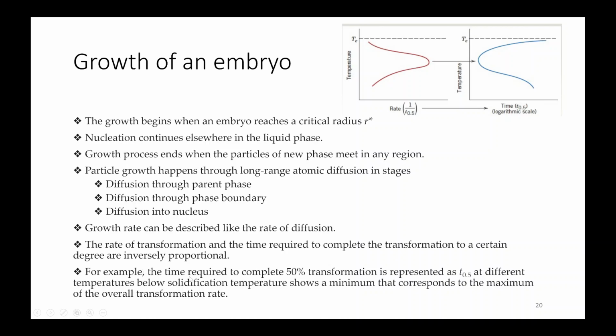And for example, the time required to complete 50% of transformation is represented as T.5 at different temperatures below solidification temperature. That shows a minimum that corresponds to the maximum of overall transformation rate. So at the point where your rate of transformation is highest, you'll be requiring least time for the complete transformation of your phase.